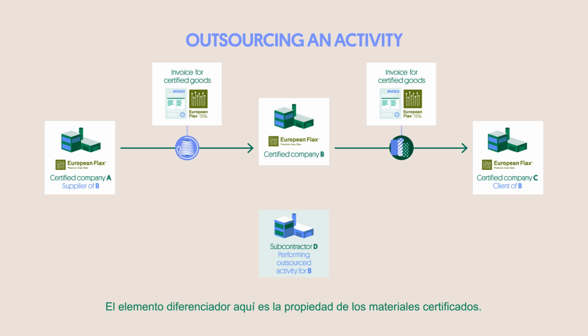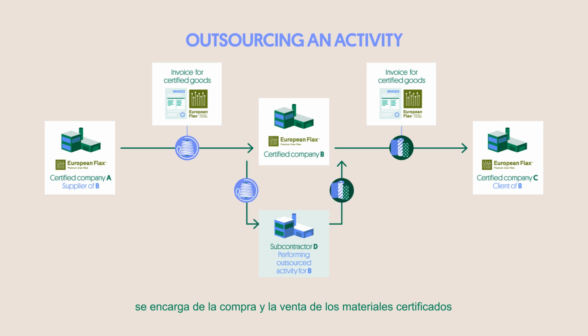The differentiating element here is the ownership of the certified materials. Throughout the outsourced process, the contracting organization, Company B, manages the purchase and the sale of the certified materials and retains the ownership of these materials while they are transformed at D. The subcontractor D invoices only the service or the activity provided to the contracting organization, not the product.